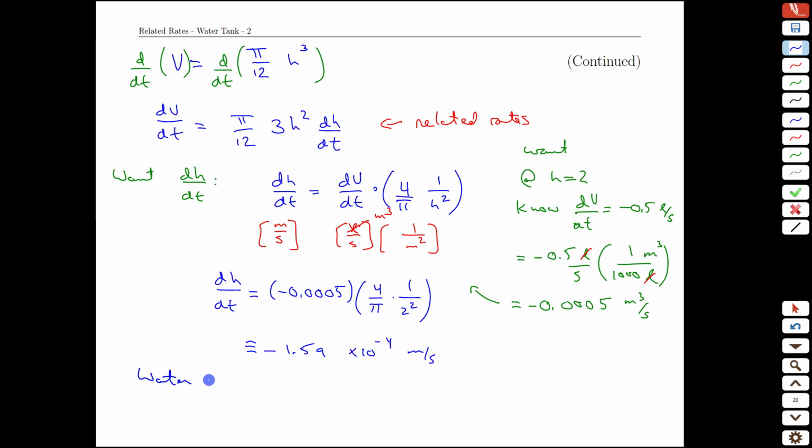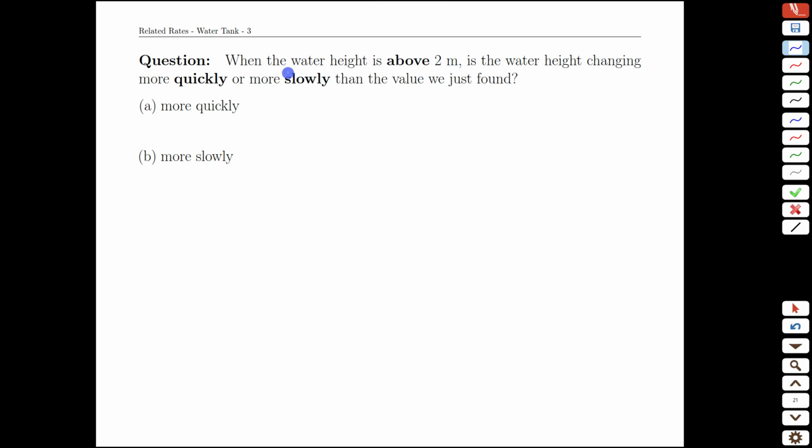So we'd say here the water level is dropping at negative 1.59, let's make it millimeters, 10 to the minus 1 millimeters per second. So not even a millimeter per second with that slow drip that we have out of this tank. But that's exactly the rate we were asked to compute based on the rate at which the volume is changing in this problem.